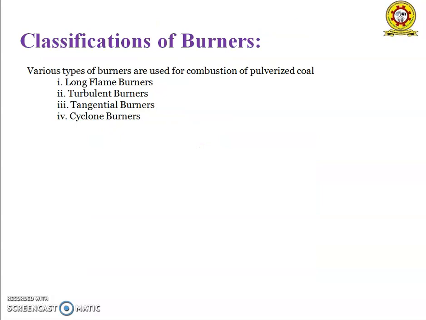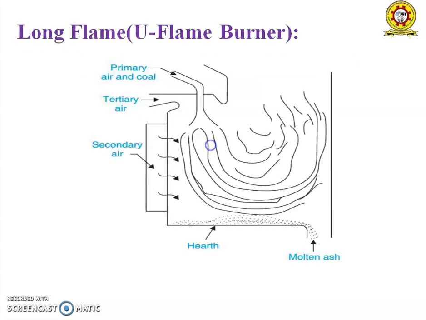Classification of the burners. Depending upon the method used and rapidity of air-fuel mixing, that is, turbulence, pulverized fuel burners are classified as four types: long flame burners, turbulent burners, tangential burners, and cyclone burners. In that, the first one is long flame burners. Long flame burners are also known as U-flame burners or streamlined burners.